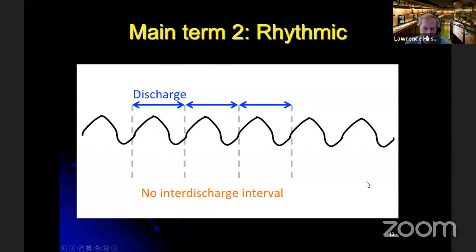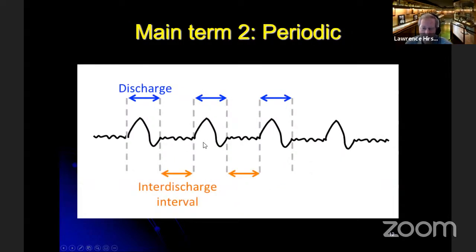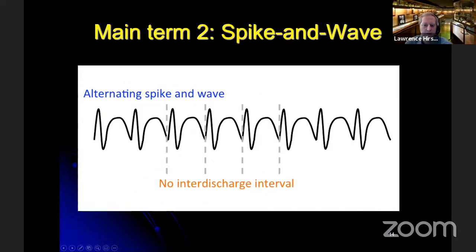And here's rhythmic. So it can be the exact same discharge, but without a break between them that makes it rhythmic. And patients will sometimes vary. There'll be an interdischarge interval, then it'll get a little faster and it'll be gone. And so it'll switch to a rhythmic pattern. So many people will have both periodic patterns and rhythmic patterns. And this is spike wave, has to be a very regular alternating pattern, spike, then wave, spike, then wave. And there has to be no interdischarge interval. So if it's a spike and wave and then a break and then another spike and wave, that's periodic discharges.